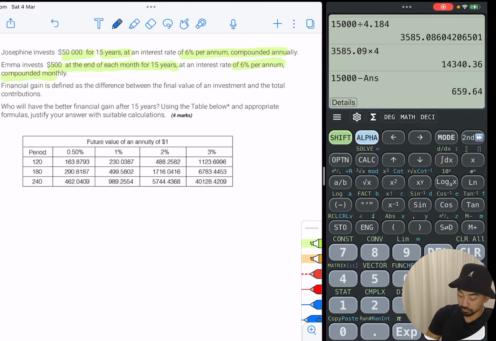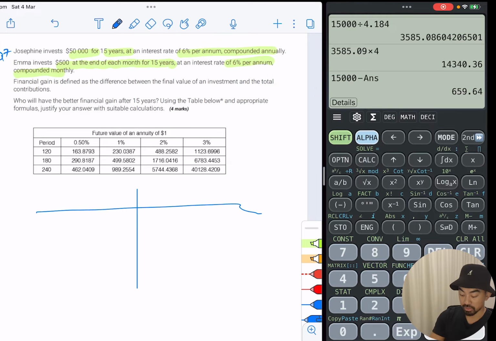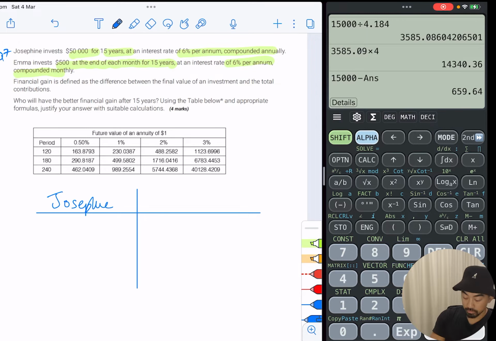Okay, so let's break this down. Now, before I even start, I know I'm going to compare two people. So I've got Josephine and Emma. Now, I like drawing tables to simplify things. Okay, now let's look at Josephine. She invests 50 grand for 15 years at an interest rate of 6% compounded annually. Now, she's investing 50 grand just once. So that must mean it is the compound interest formula. So you're going to have FV equals PV, 50k, 1 plus 0.06 to the power of 15.